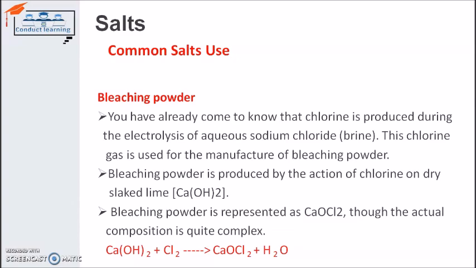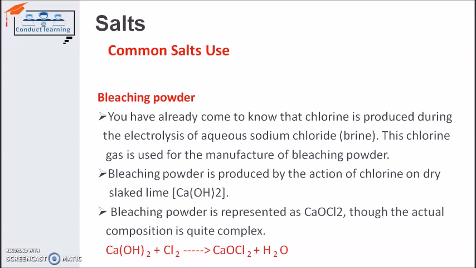The next salt is bleaching powder. You have already come to know that chlorine is produced during the electrolysis of an aqueous solution of sodium chloride. This chlorine gas is used for the manufacture of bleaching powder. So basically we have understood that when sodium chloride solution is electrolyzed, it produces chlorine gas, and that chlorine gas is used for manufacturing bleaching powder.